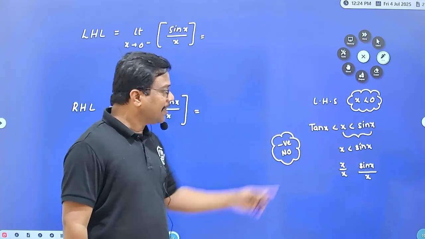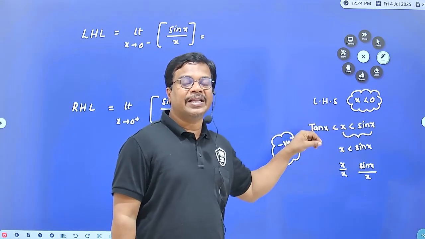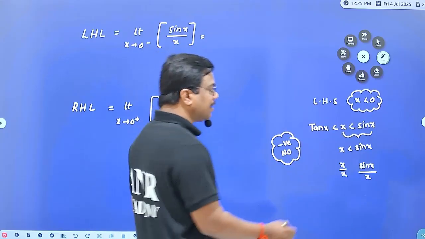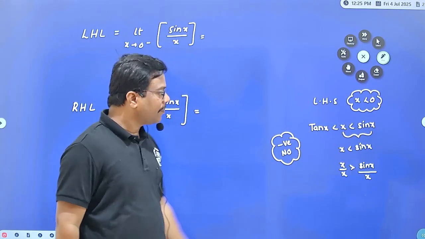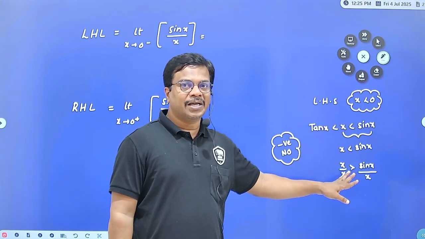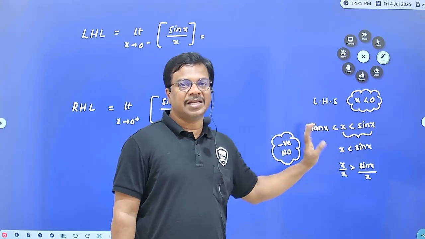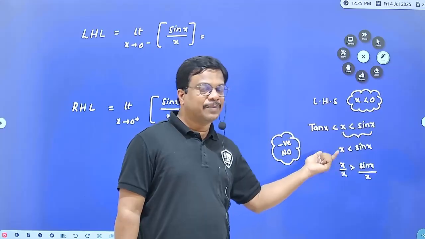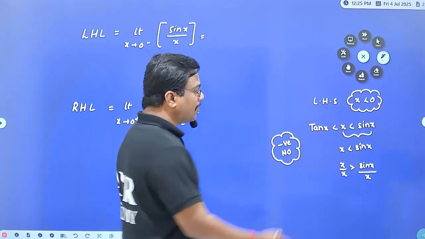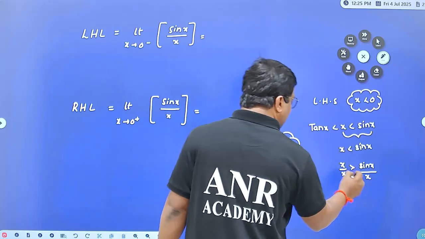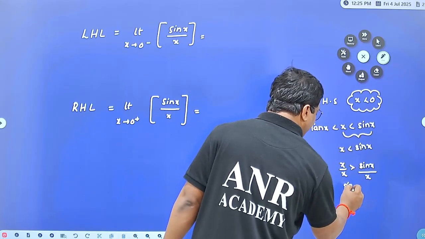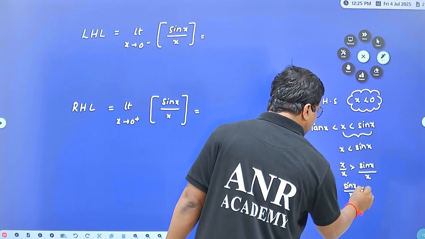Since in the denominator the quantity is negative, there is a change in the symbol. When you divide with a negative quantity, automatically there is a change in the inequality. When you divide with a positive number, no need to change that result. So here we got the result sin x by x is less than 1.